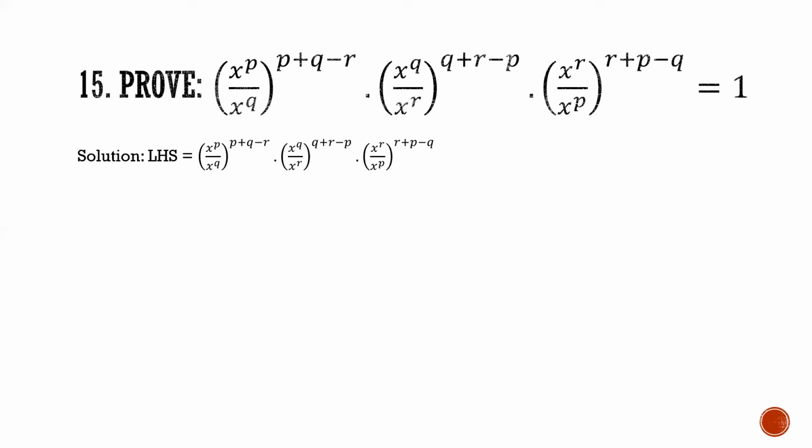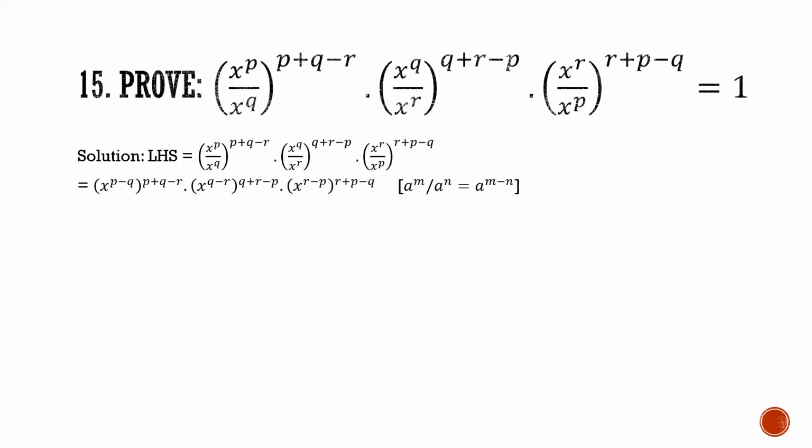So first of all, we have to apply the index law of division, which was a to the power m divided by a to the power n is equal to a to the power m minus n. So applying that formula, as we have x as the base in the numerator and denominator in all three terms, we can apply that formula.